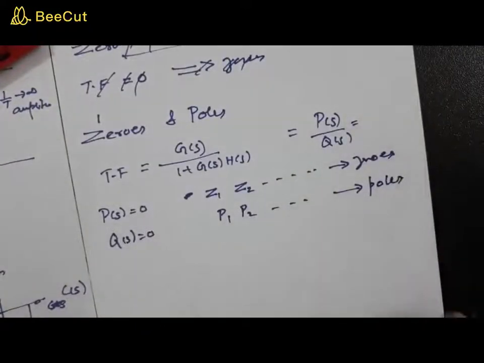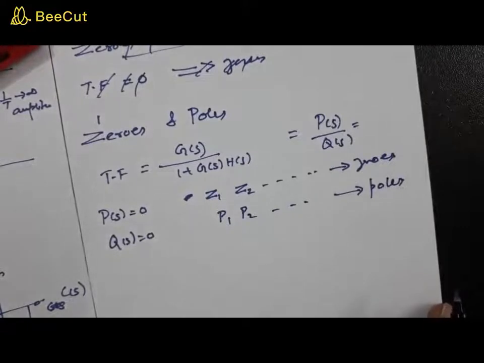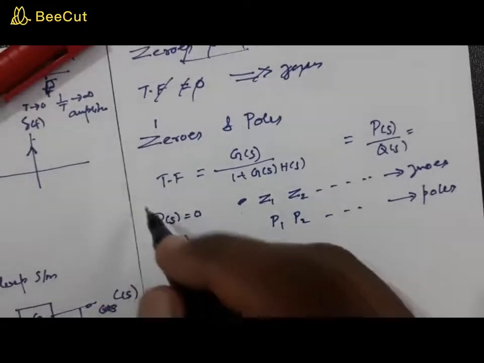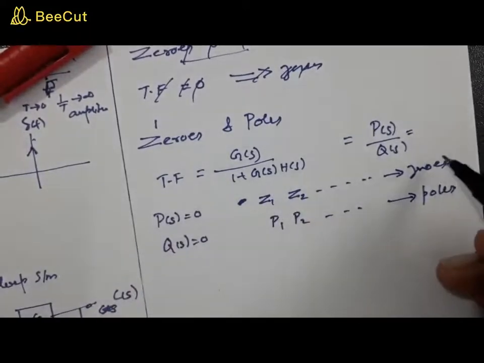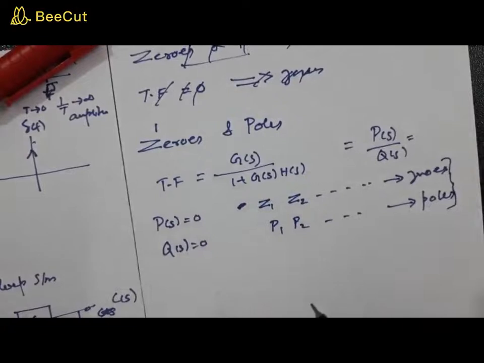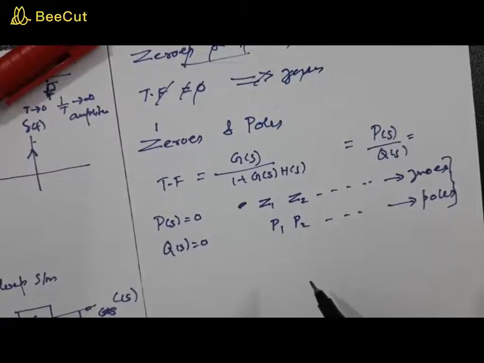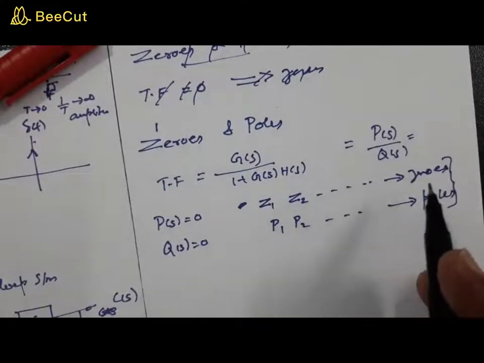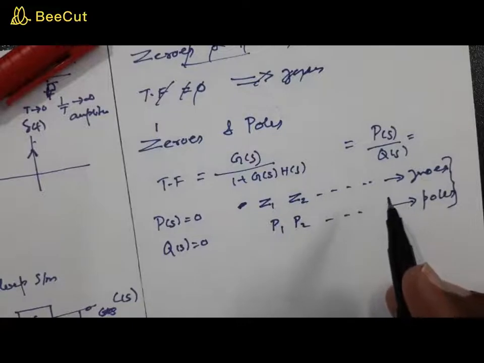Now at the poles, what happens to the transfer function? The transfer function becomes infinity. So at these two points, that is at zeros and at poles, the network function will have a value of either 0 or infinity. That means if there were no zeros, then the transfer function would not exist even.